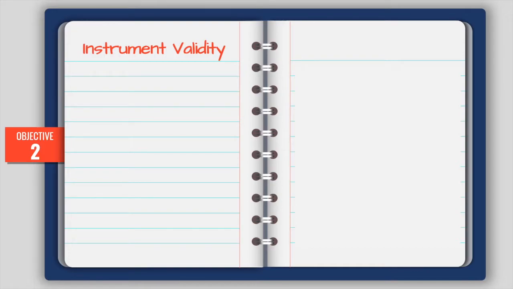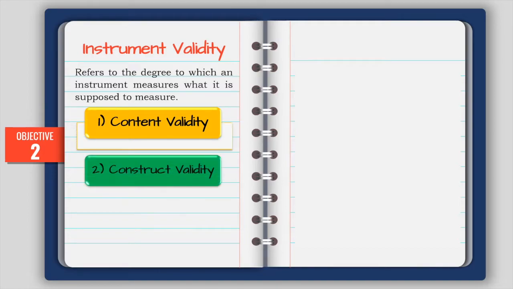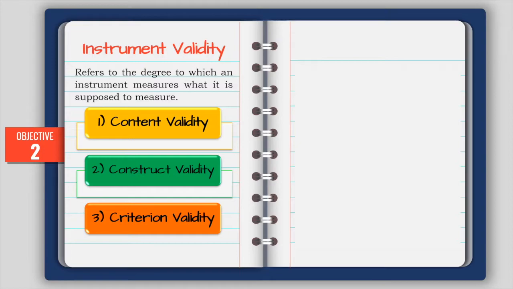What then is instrument validity? This refers to the degree to which an instrument measures what it is supposed to measure. This means that if your tool accurately satisfies your research questions or objectives, then your tool is valid. It has several types. Number 1, content validity, construct validity, and criterion validity.